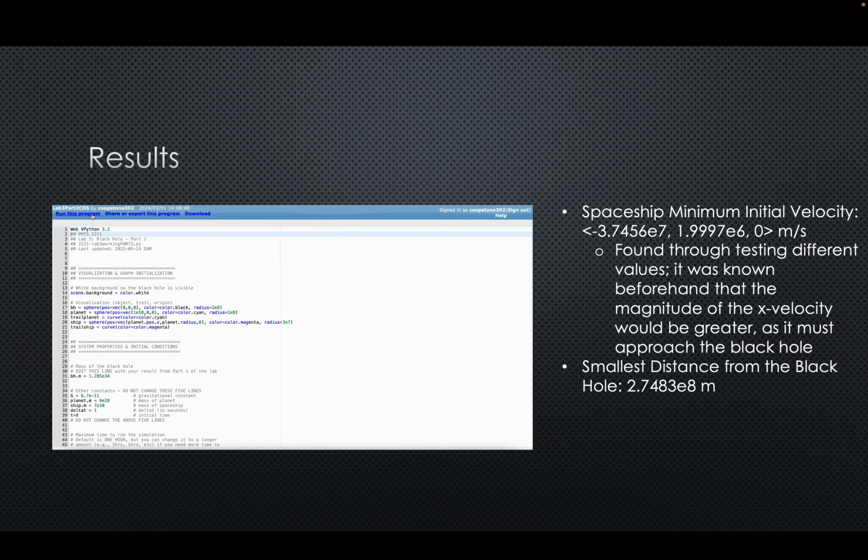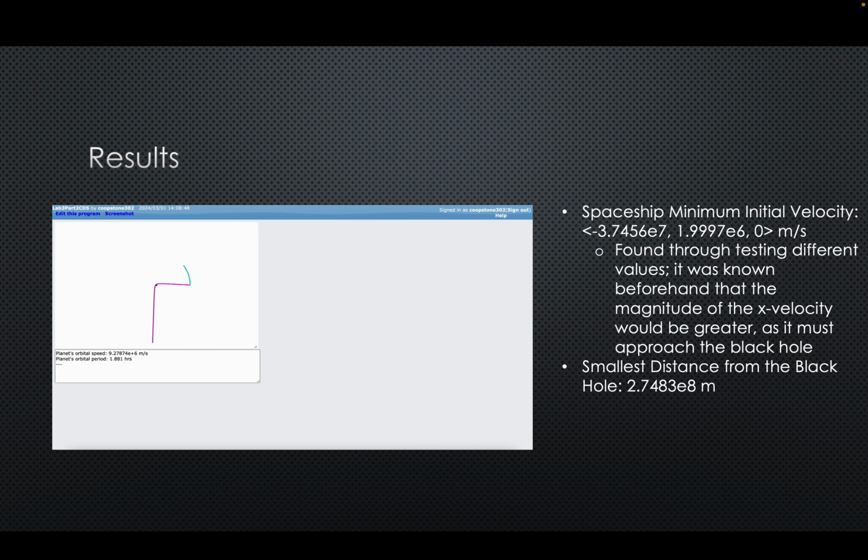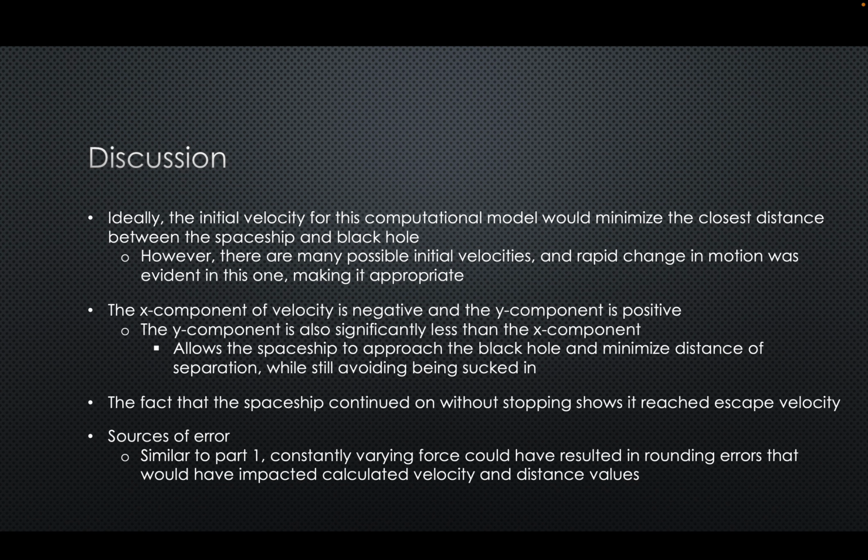And here you can see my simulation being run, and along with it, the initial velocity required to get as close as possible, clearly with sharp change in motion. And I simply tried different values until it worked, and the smallest distance was found to be about 2.74 times 10 to the 8th meters.